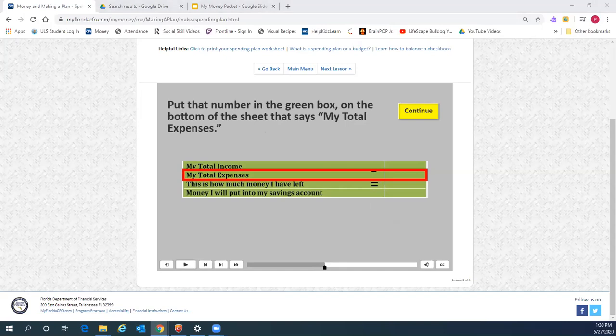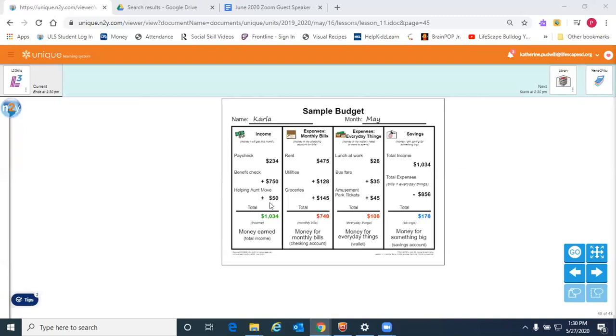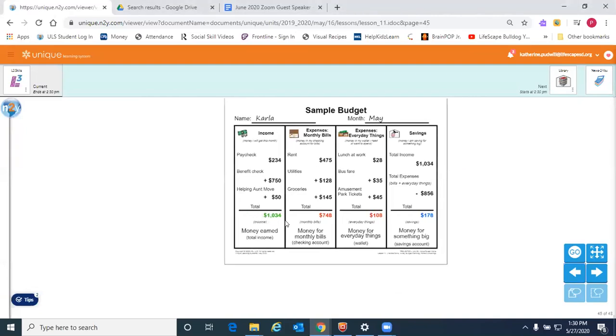I'm going to pause it for just a second here because I want to look back at Carla's page and show you her expenses. Her total expenses and her total income. So her total income is this green amount here, $1,034. So that's what she would put for her total income.